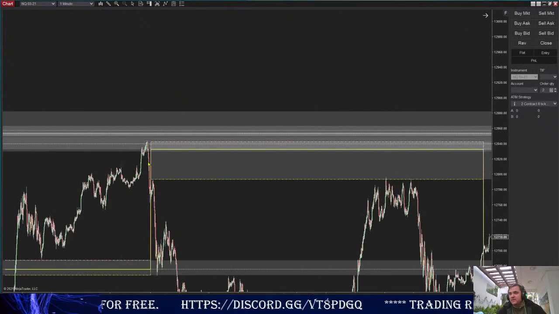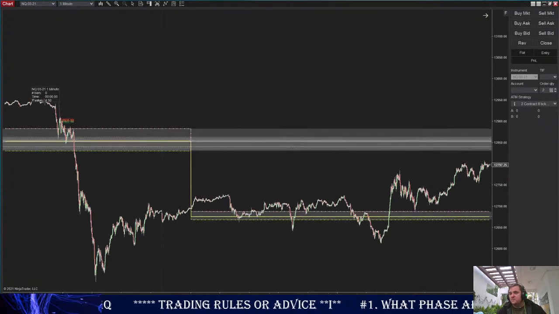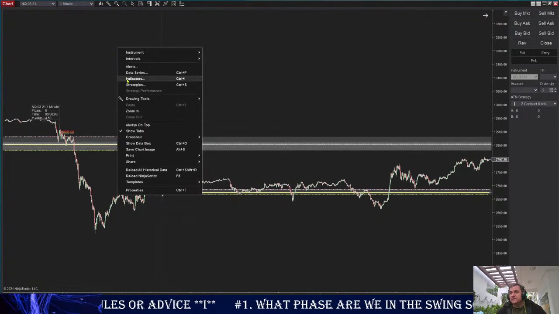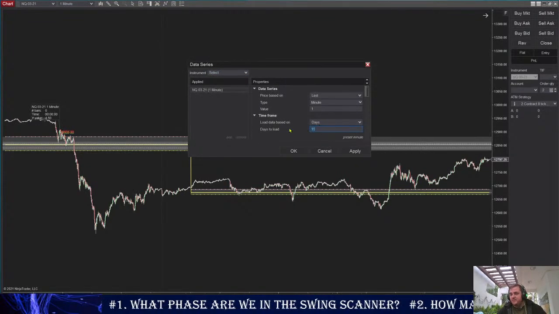So bounce and reject, bounce and reject. See here, bounce and reject. Here, vibration, breakthrough, away we go. And where are they going to go? We probably don't have enough days of data. I bet you any money. Instead of going 50, there's a 15. Let's go to 60 and see what happens.